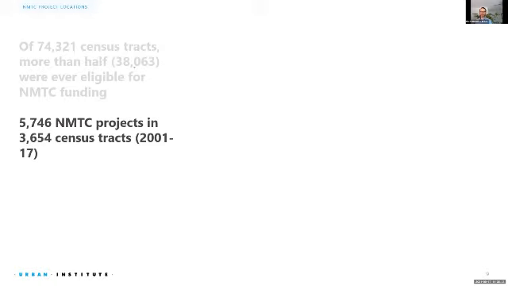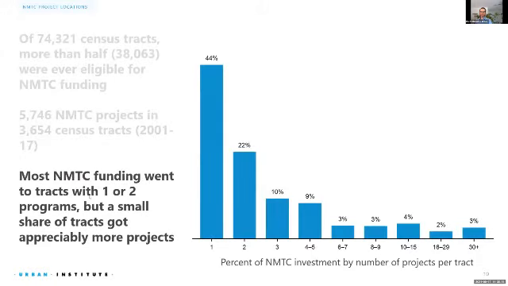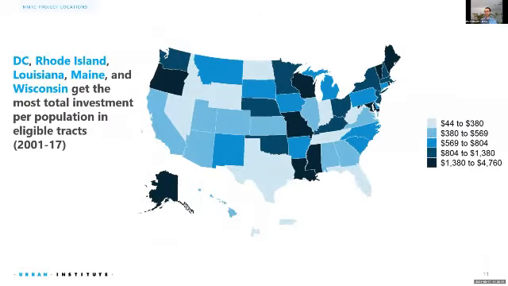So you can see immediately a lot more places eligible than got projects, as you know. And most New Markets funding went to census tracts that had 1 or 2 projects, but a small share of tracts got appreciably more projects. So there is a tail here of tracts that are getting multiple projects, though the most common experience is 1 or 2.